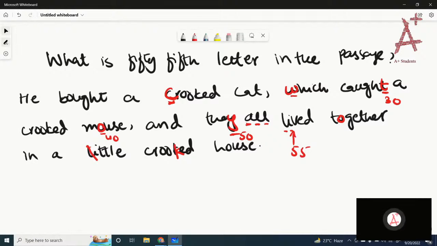So you are given four options. They are O, I, N, and G. So I is at the 55th position. Just select the correct option and click on the OK button. So we have done 7 of the test questions.